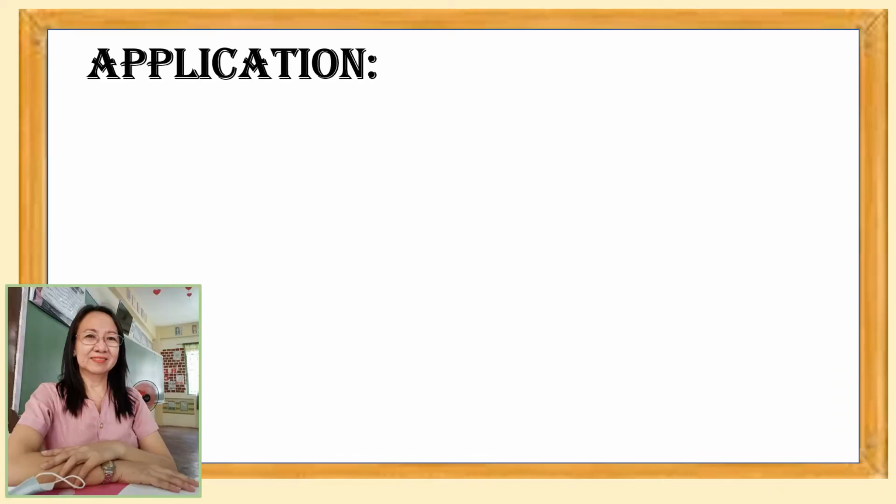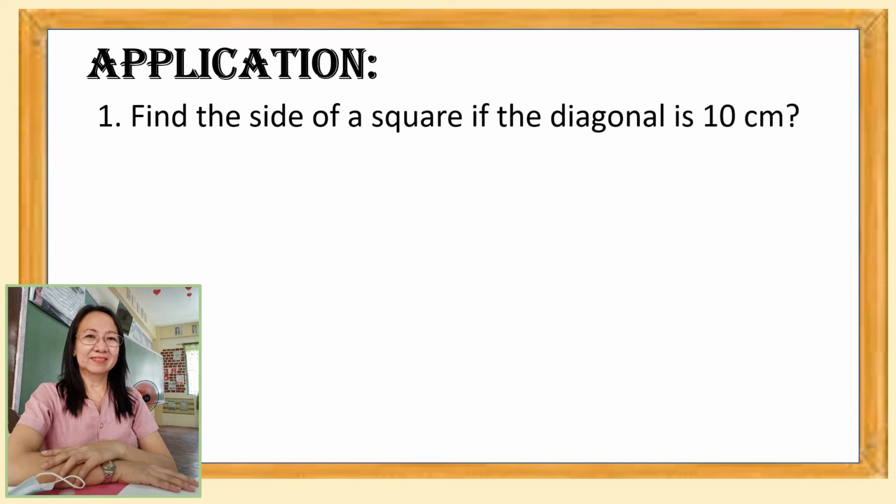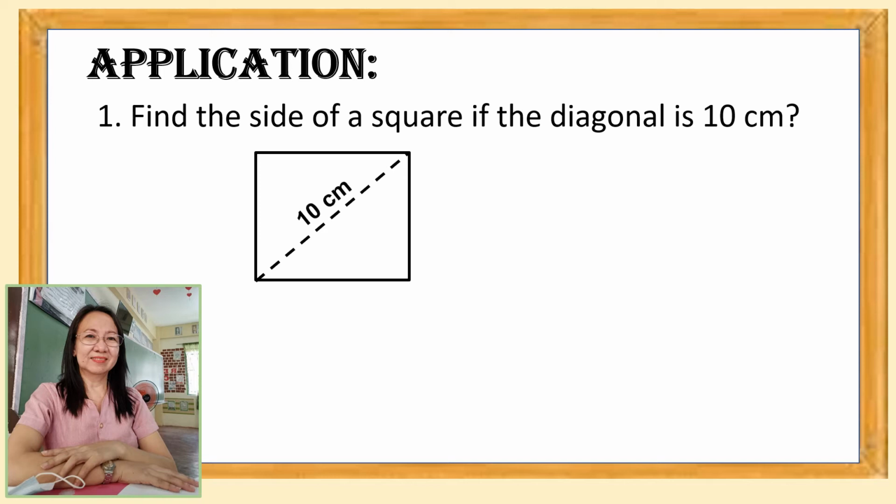Now let us have its application. Find the side of a square if the diagonal is 10 centimeters. Now let us have our illustration of our square. This is our diagonal, which measures 10 centimeters. And of course, we have the 4 sides.